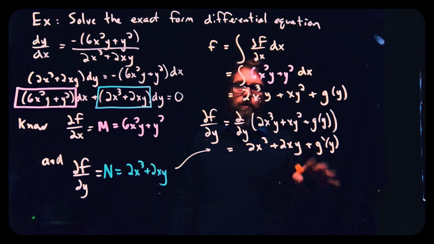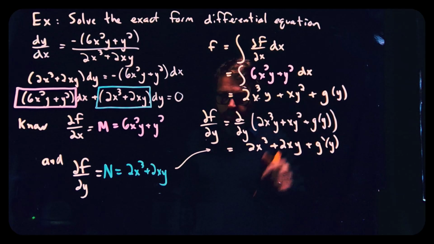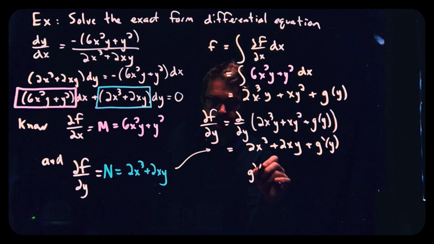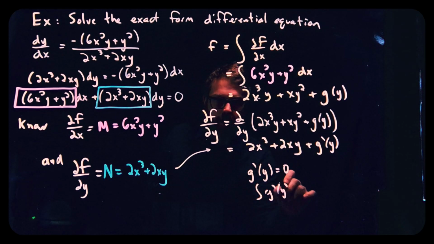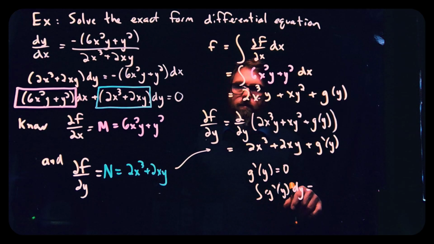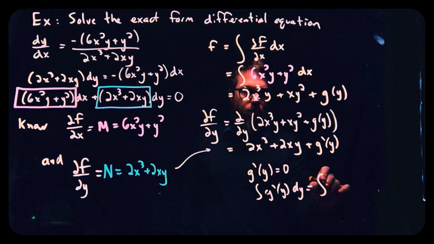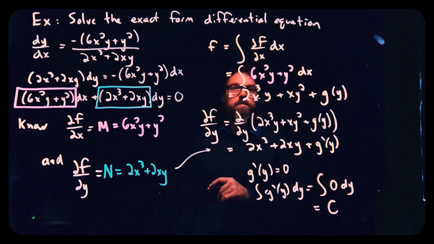Also, I'm not trying to find g prime, I'm actually trying to find g of y. So what I know is that g prime of y is equal to 0. So, integrating this thing, the integral of g prime of y with respect to y is going to be equal to, let's see, this was the derivative with respect to y. So this is going to be equal to just the integral of 0 with respect to y, and the integral of 0, in this case now finally, is a constant.